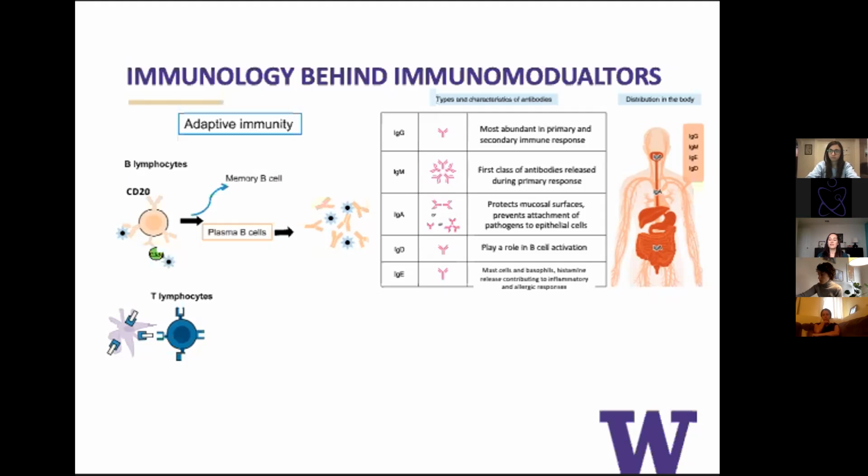Each of these classes of antibodies plays a different role in the response to pathogens. IgM is the initial antibody that's secreted during initial immune response to pathogens. IgG is the most abundant in the body. IgA primarily protects mucosal surfaces, such as in the lung or the gut. And IgE is found on the surface of mast cells and basophils, and these contribute to the allergic response through the release of histamines.